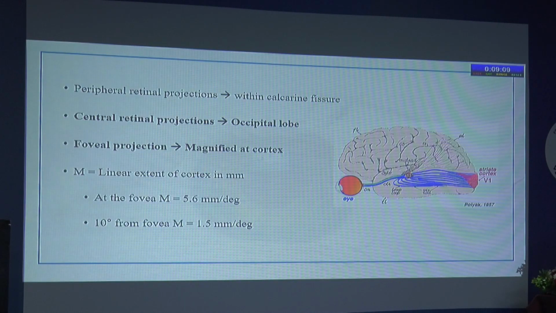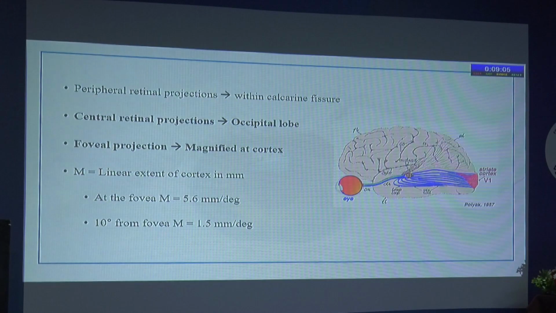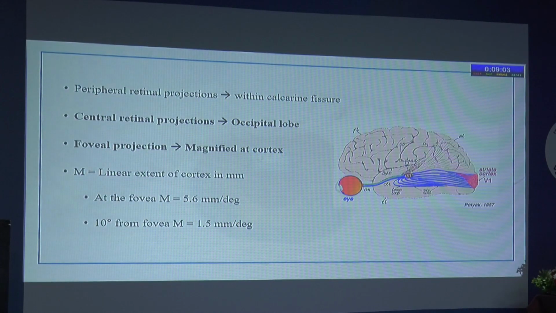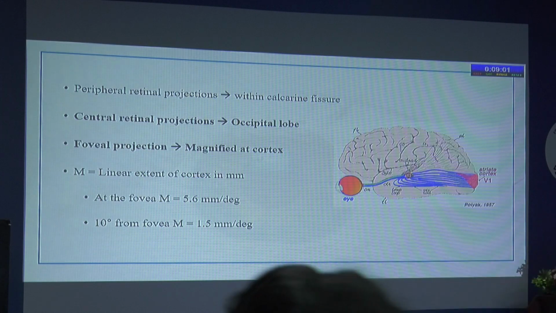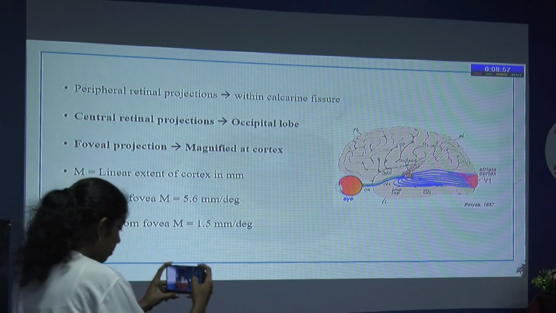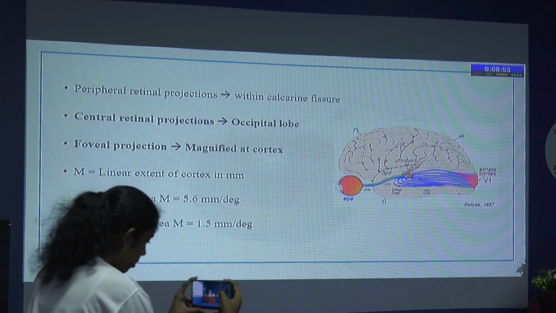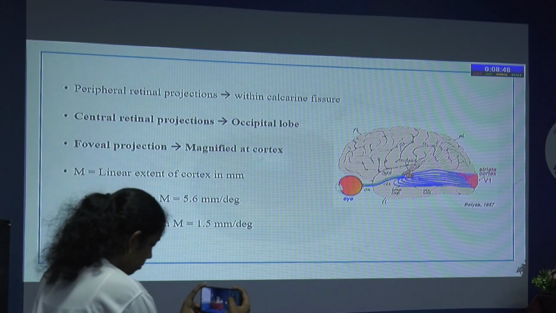The peripheral retinal projections are within the calcarine fissure, while the central retinal projections are along the occipital lobe. The foveal projection is magnified at the cortex, where m is the linear extent of cortex in millimeters. At the fovea it is around 5.6 millimeters per degree, and 10 degrees away from the fovea, it reduces to 1.5 millimeters per degree.